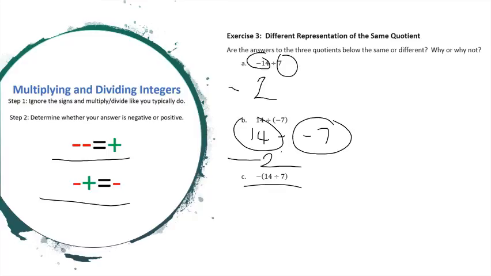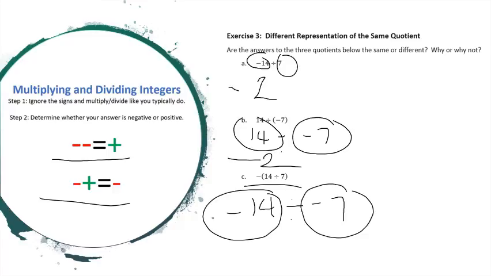Now if you look at this one, you have a negative in front of the parentheses. Remember what I said last time: if you have a negative sign in front of the parentheses, that negative sign applies to everything inside. So if you want to rewrite it, rewrite that negative in front of the 14 and also a negative in front of the 7. So that problem is technically saying -14 divided by -7.